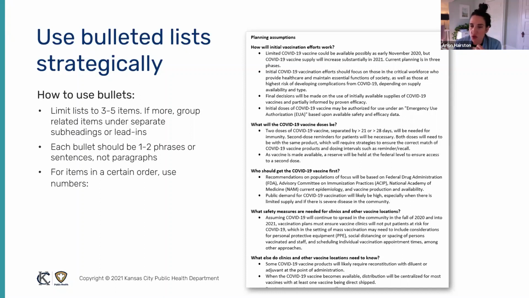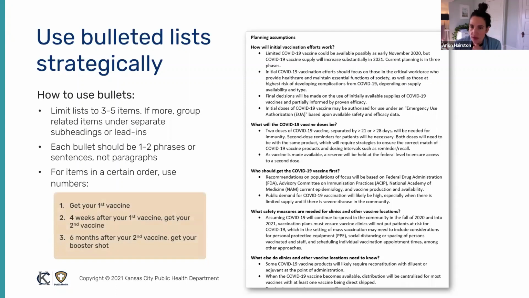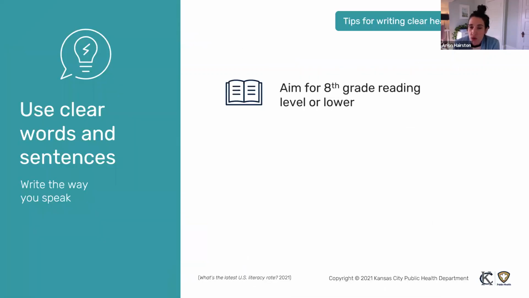And then you also want to use numbers if it's a sequential list, like steps in a specific order. And I think we have an example of that here. This is, of course, difficult for people to understand when to get their vaccines, understandably. Get your first one, 4 weeks later, 6 months later. So putting that in a numbered list instead of a bulleted list can help people understand that it's steps in a process. We're going to now move on to our third tip.